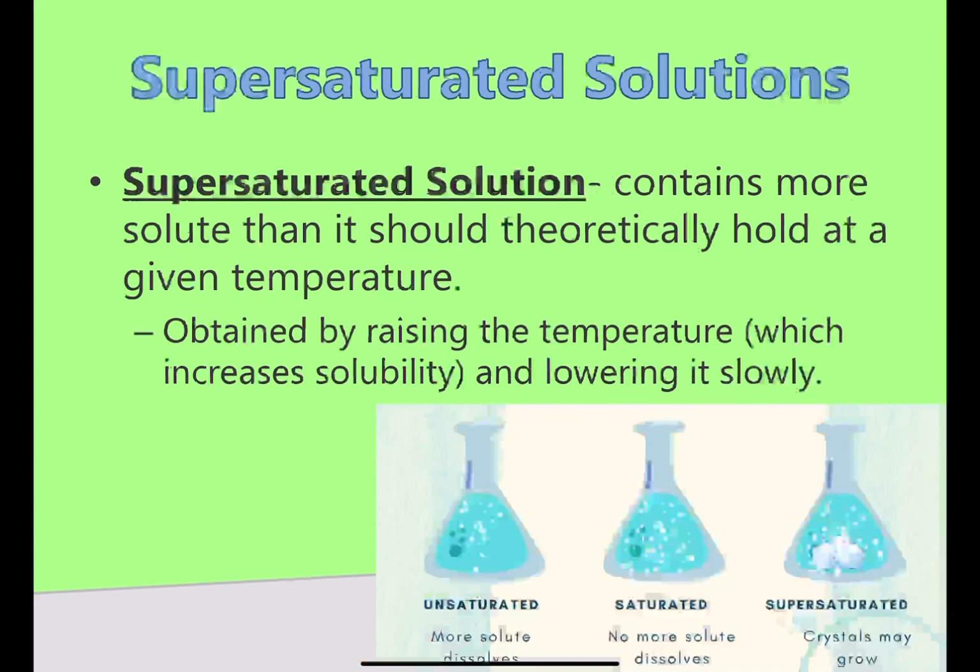But then if you very slowly drop the temperature back down, sometimes you won't cause the solute to precipitate out. It will stay mixed in the solution. In that case, the solution is considered to be supersaturated. It's holding technically more than it should for that temperature. So you take a saturated solution, heat it up just a little bit, add a little bit more solute so it's saturated at the higher temperature, but then very slowly drop it back down. And then it's considered to be supersaturated.